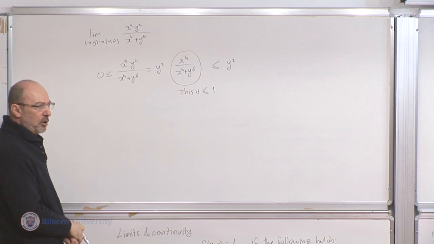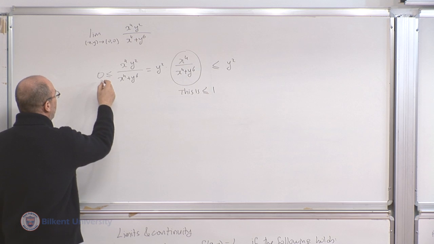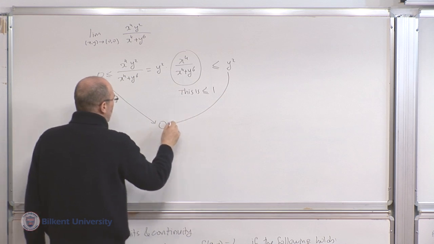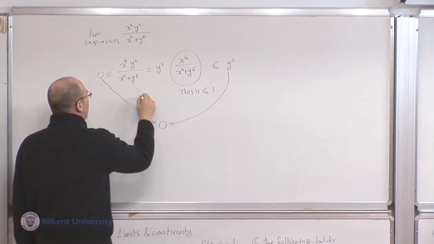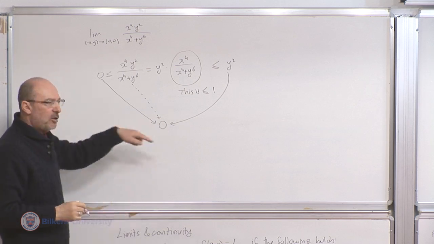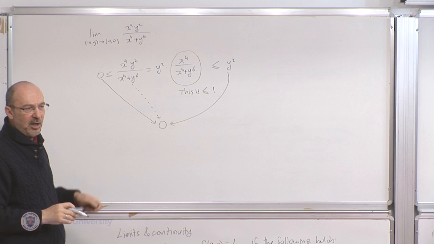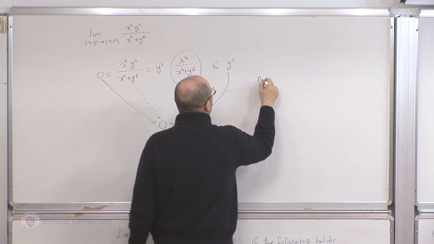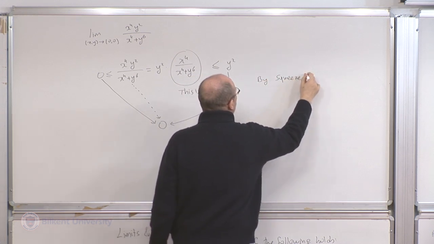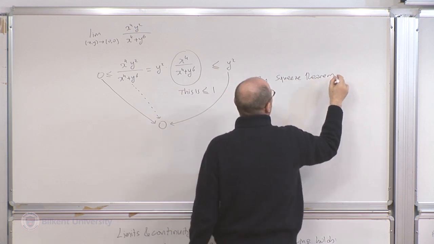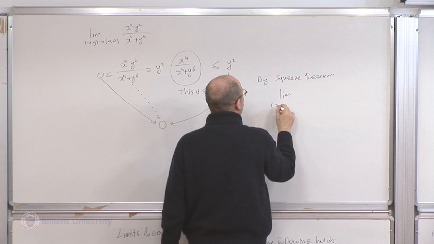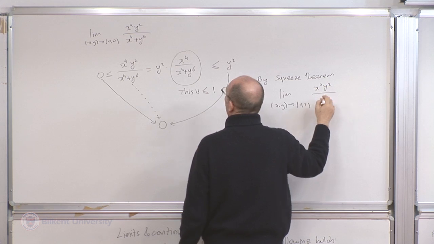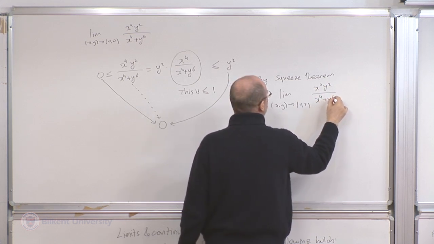Now we apply the squeeze theorem as (x, y) goes to 0. This is constant, it always goes to 0. As (x, y) goes to 0, y^2 obviously goes to 0. So therefore our function goes to 0. Remember that this picture means that we applied the squeeze theorem. So by the squeeze theorem, the limit as (x, y) goes to (0, 0) of x^4 y^2 over x^4 + y^6 is 0.